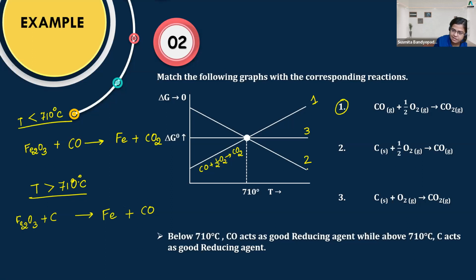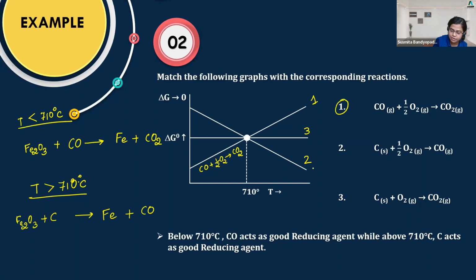Above 710, equation 2 is, that's what I told. If I would have gone wrong, here I couldn't have justified this. Absolutely correct. So 2 is the most stable or most feasible reaction. Above 710, 2 is the most feasible reaction.